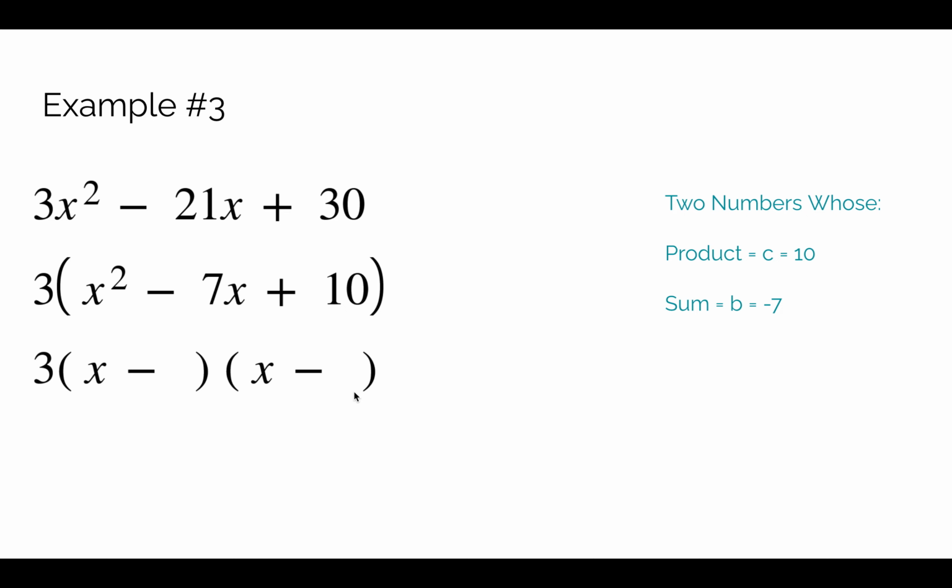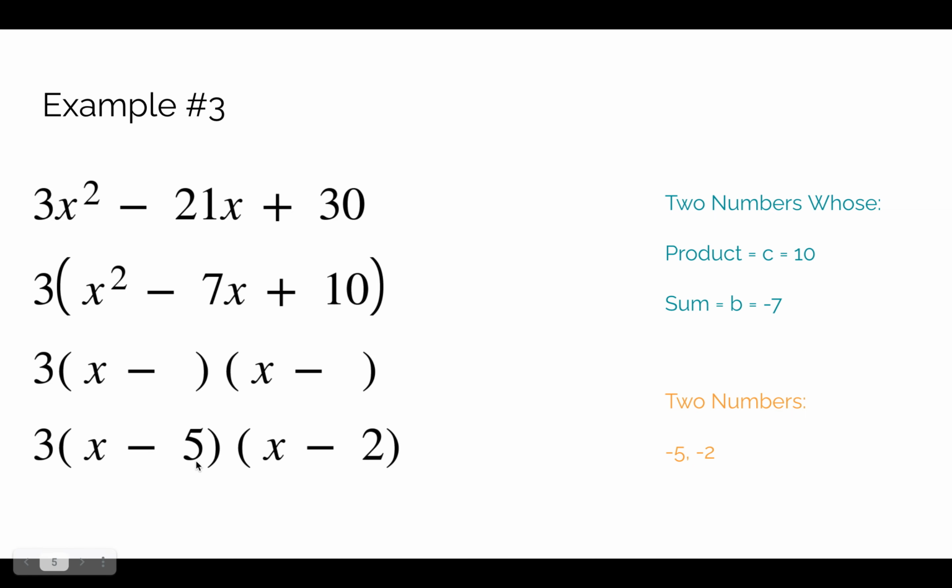What are those two numbers? Well, the possibilities that we can have are 10 times 1 or 5 times 2, and both numbers will be negative. The only two numbers that work in this case are negative 5 and negative 2. So if we put those two numbers back into our factored form, we get 3 times x minus 5 times x minus 2.